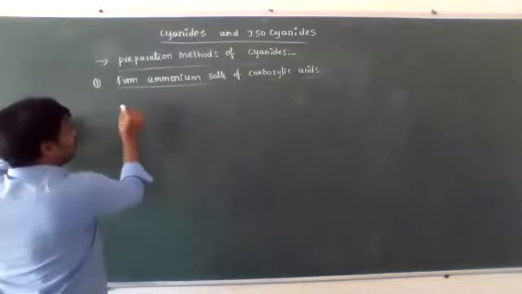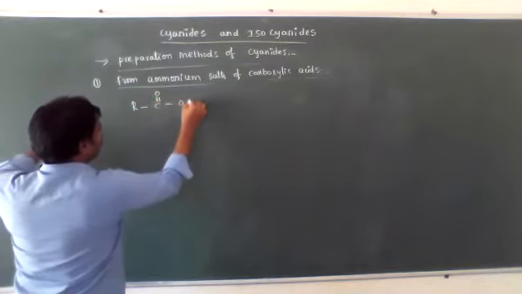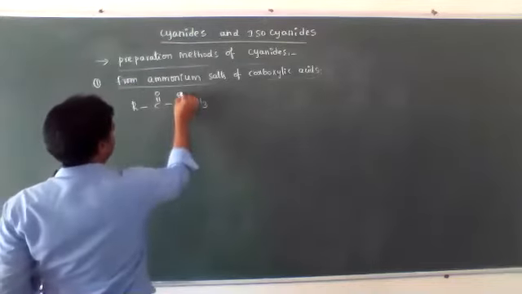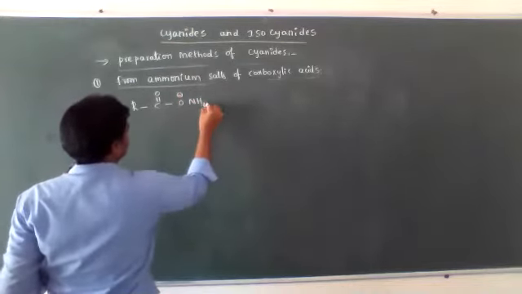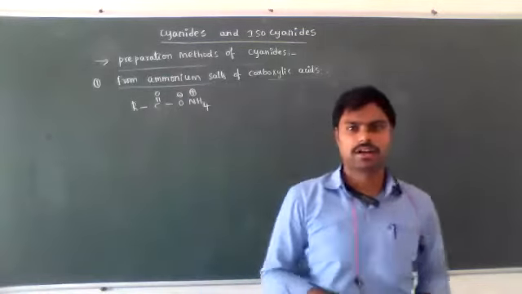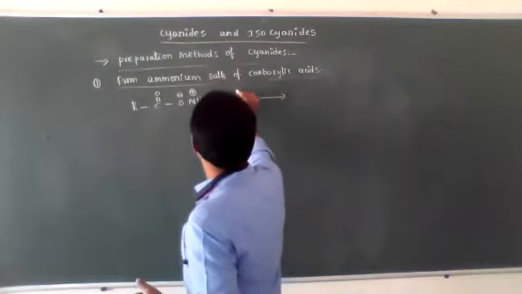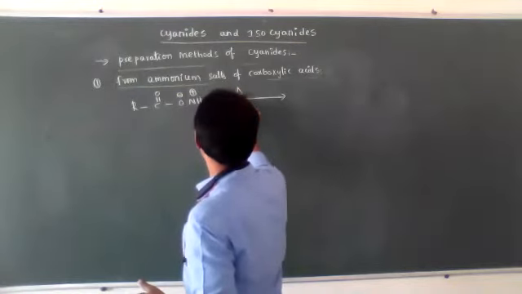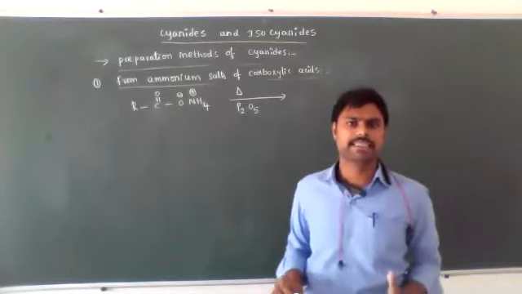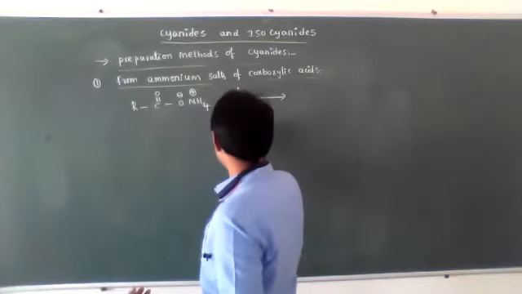So, ammonium salts of carboxylic acids means RC double bond O, O minus and NH4 plus. This is called ammonium salt of carboxylic acid. This ammonium salt of carboxylic acid, on strong heating in the presence of P2O5, means dehydration. Phosphorus pentoxide is dehydrating agent. It removes water molecules, means good dehydrating agent.